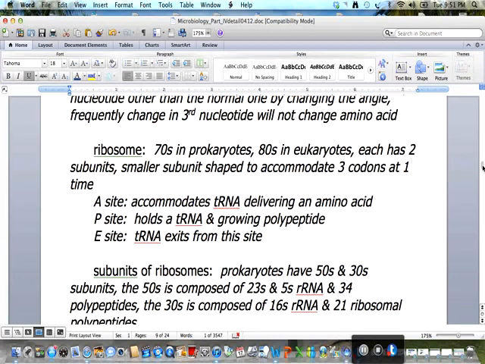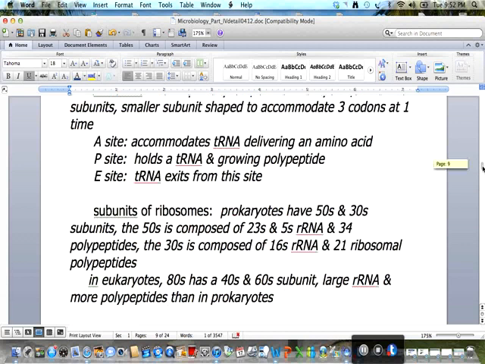The ribosome is 70S in prokaryotes and 80S in eukaryotes. Each is composed of two subunits with a smaller subunit shaped to accommodate 3 codons at one time. The A site accommodates the tRNA delivering the amino acid. I remember it as the accepting site. The P site holds a tRNA and a growing polypeptide. The E site is where the tRNA will exit from the ribosome.